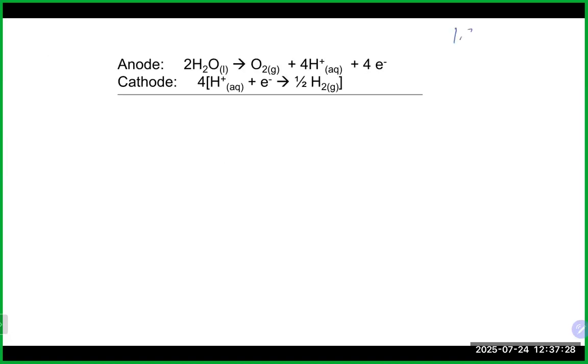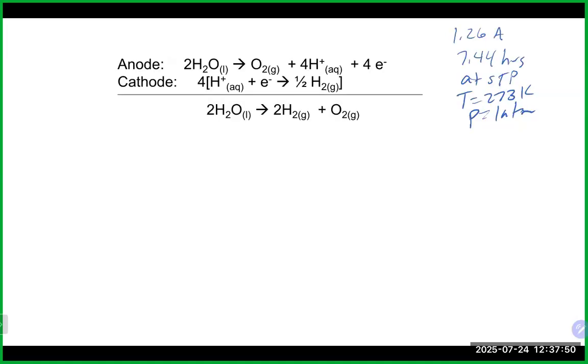So we'll give you the half reactions that we saw on the previous page. 1.26 and 7.44 hours, at STP. STP, hopefully you remember, is standard temperature and pressure. Temperature is 273 Kelvin. Pressure is 1 atmosphere. All right, so take a few moments here. We're looking for the volume of each gas, basically the volume of oxygen gas and the volume of hydrogen gas. Let's see what you come up with.